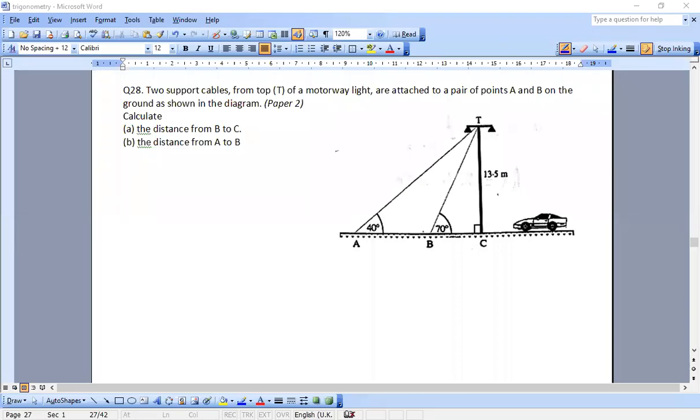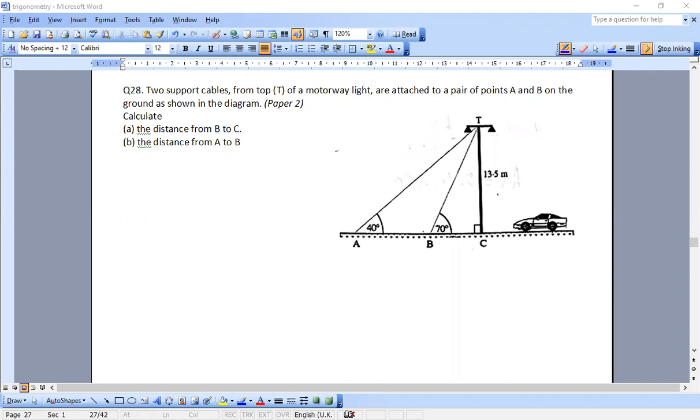Question number 28. Question number 28 says two support cables from T of a motorway light are attached to a pair of points A and B on the ground as shown in the diagram. Calculate the distance B to C.